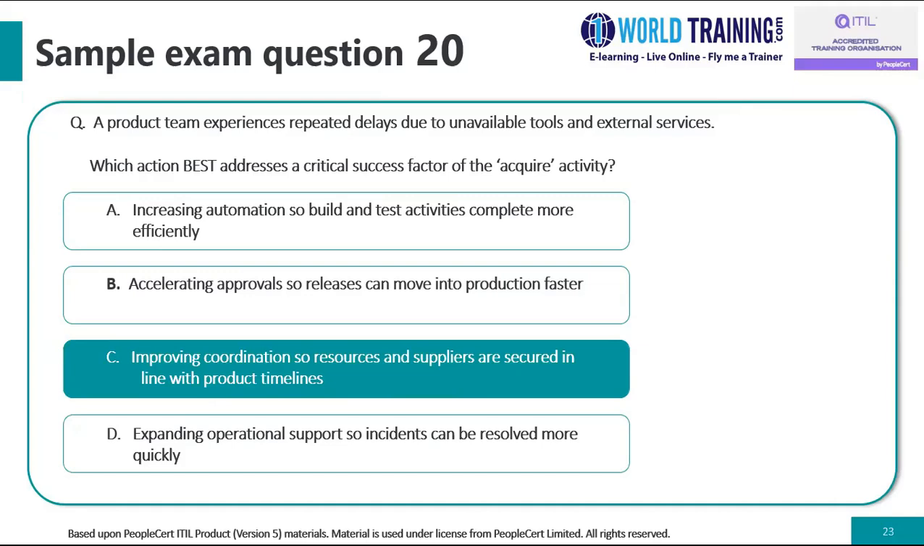B is wrong because accelerating release approvals relates to transition. And D is wrong because incident resolution speed is a support concern.